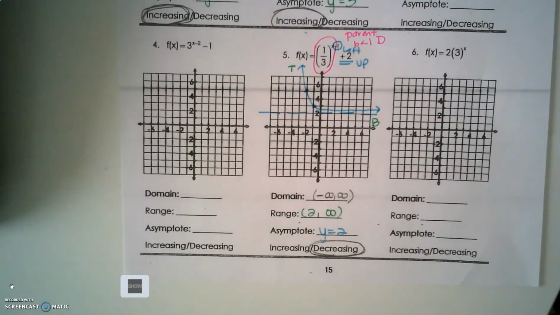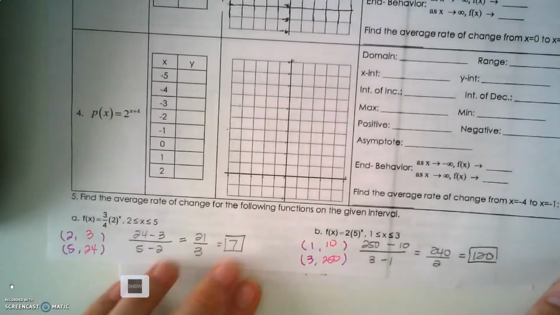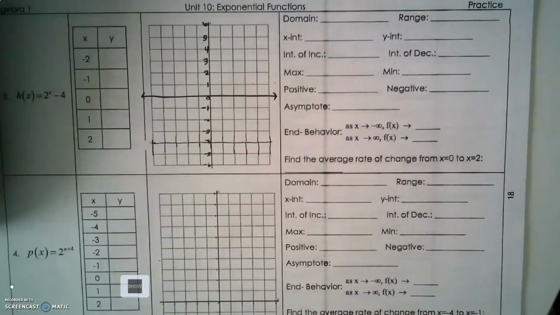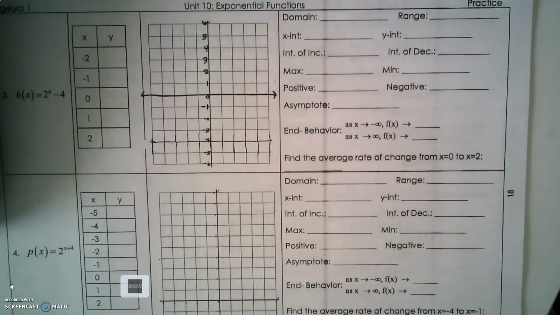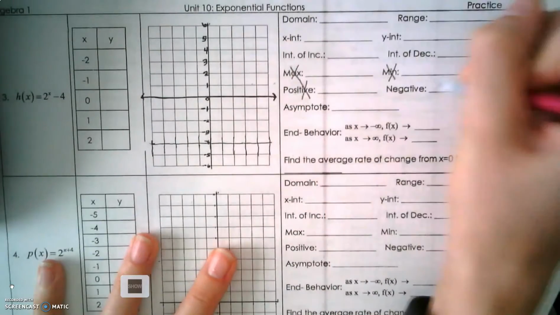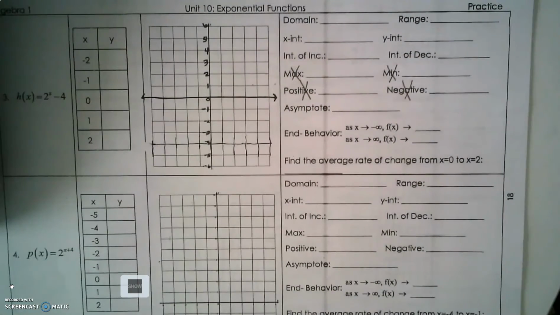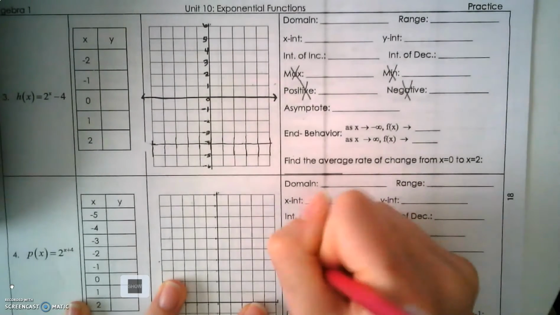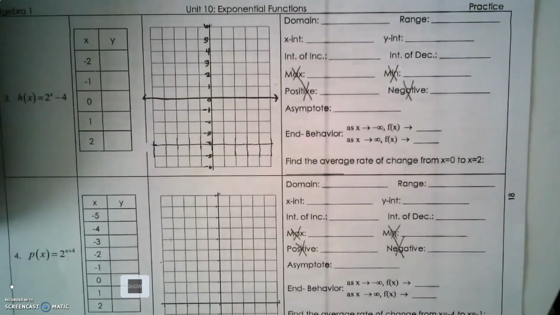Finish the rest of these examples as practice and check your answers on the block. You're going to submit questions 3 and 4 on page 18. On questions 3 and 4, pages 17 and 18, ignore maximum, ignore minimum, ignore positive, ignore negative. You don't have to answer those characteristics, but you're going to answer the rest of them. Happy practicing, and let me know what I can do to help.